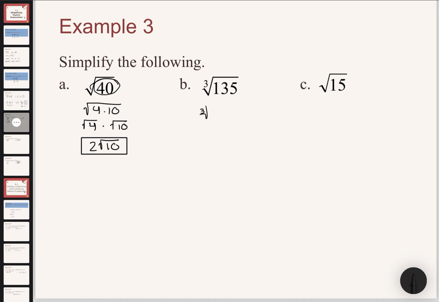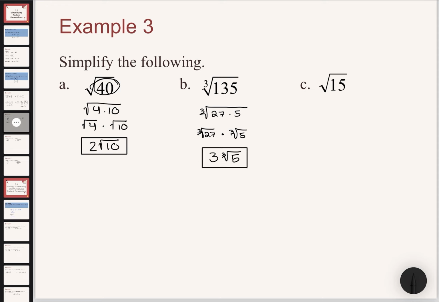We can split this into 27 times 5. Well, our product rule says I can split that further into cube root of 27 times cube root of 5. Cube root of 27 we already know is 3. So we have simplified the cube root of 135 to 3 times the cube root of 5.